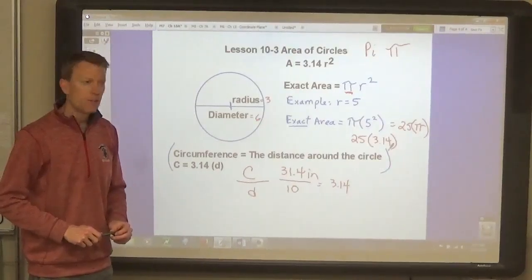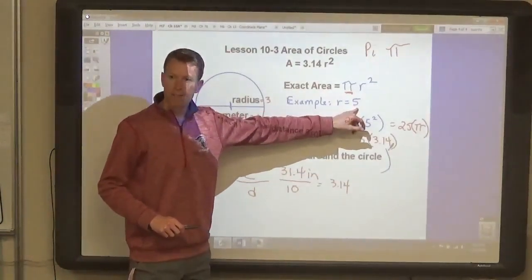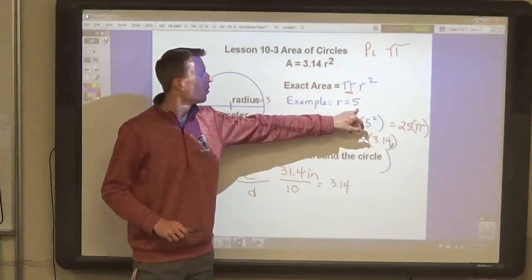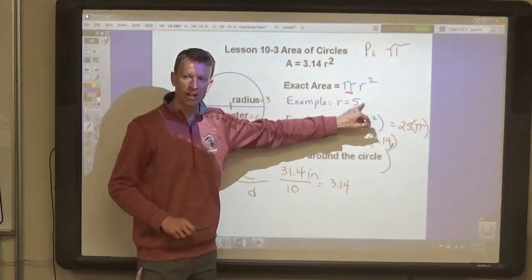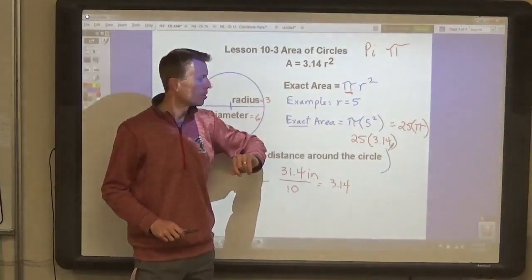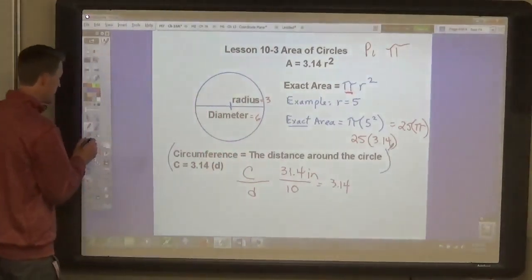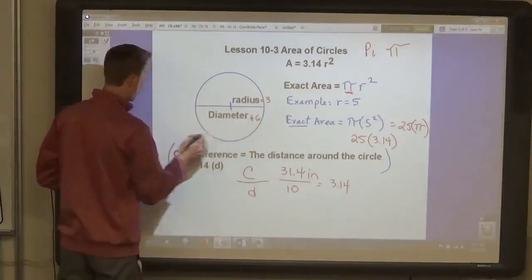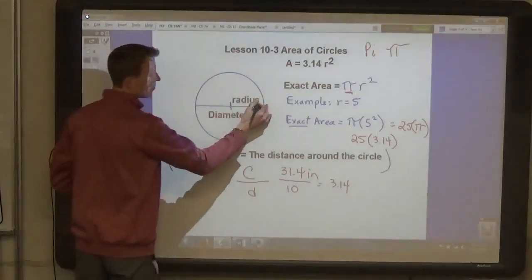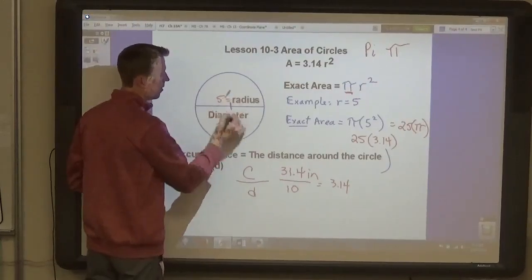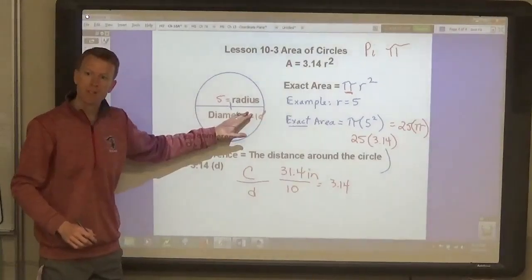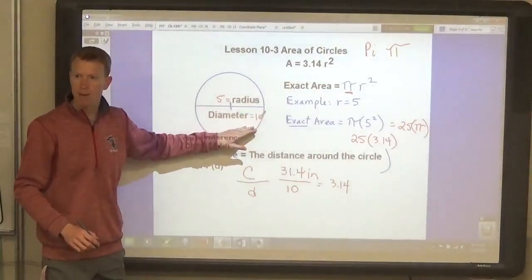Wait, so if you were doing it times the diameter, it would just be pi times 25? If you're given the radius is 5, wouldn't it be 5 times 2? It would be 5, the radius squared, 5 squared times pi. But does that mean the diameter is the radius squared? That means the diameter is 10. If the radius is 5, then the diameter is 10. Or if you're given the diameter, then you have to find the radius by dividing the diameter by 2.